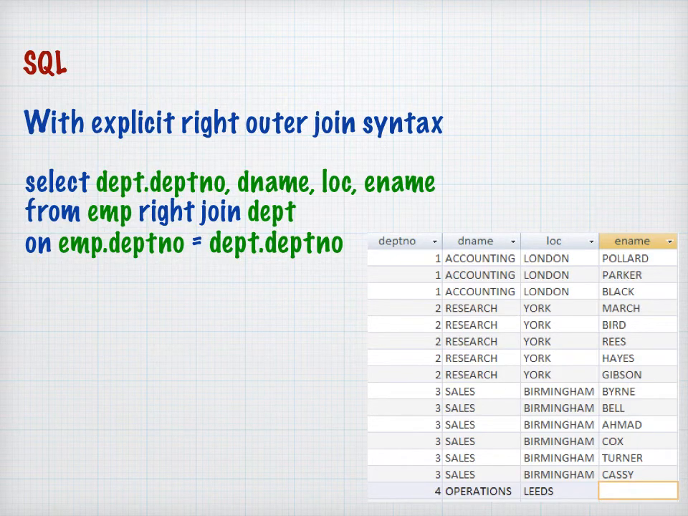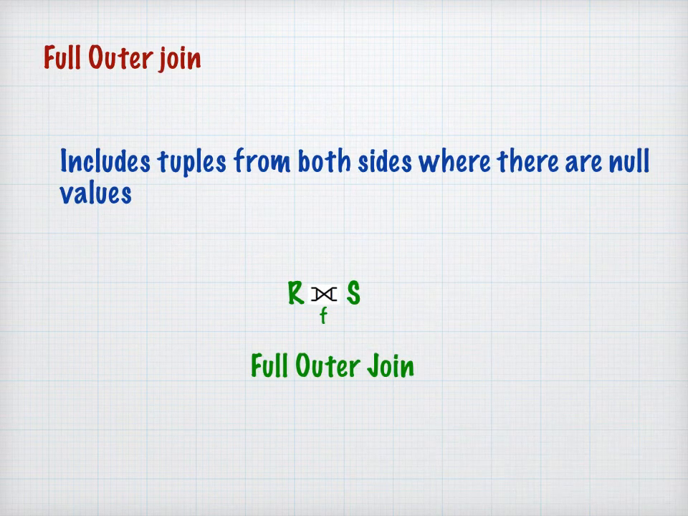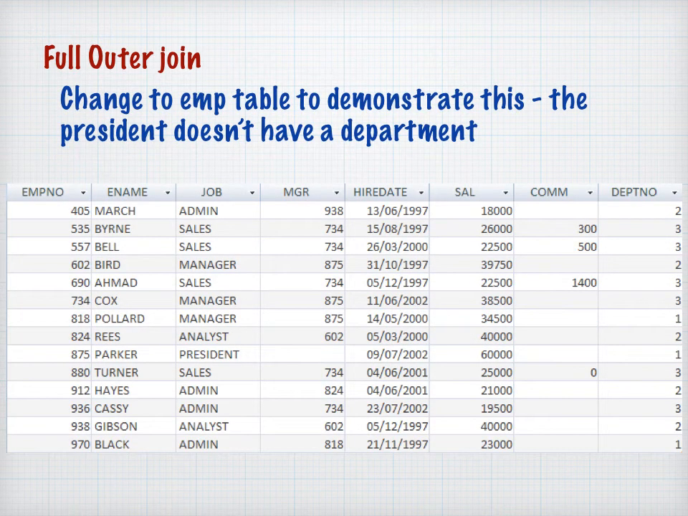Now a full outer join is one where you want to merge the tables together, but you want to include extra information from both the table on the right and on the left. Now to do this with the data set that we have, we just have to make a slight change to the table. Now if you have a look at the Parker row, you can see currently Parker, if you scan across to the column on the far right, you can see that they're in department 1.